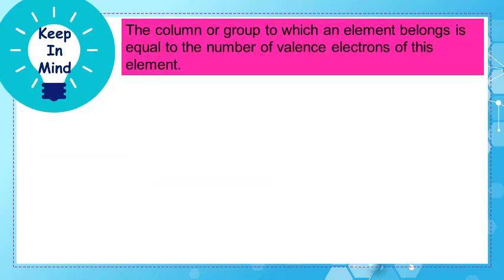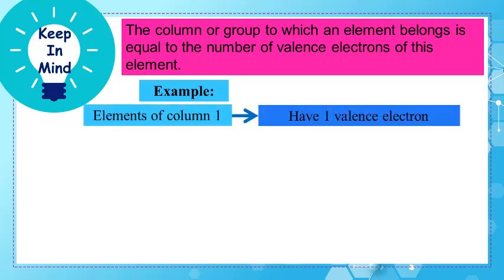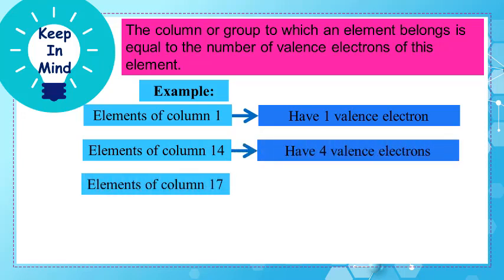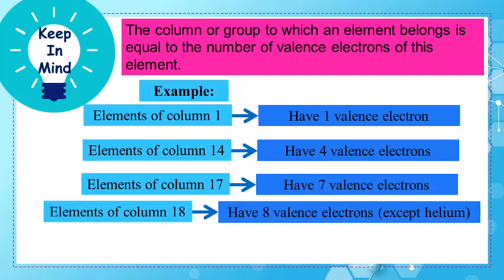And the column or group to which an element belongs is equal to the number of valence electrons of this element. As an example, elements of column 1 have only 1 valence electron, elements of column 14 have 4 valence electrons, elements of column 17 have 7 valence electrons, and those of column 18 have 8 valence electrons, except for helium, which has 2 valence electrons.